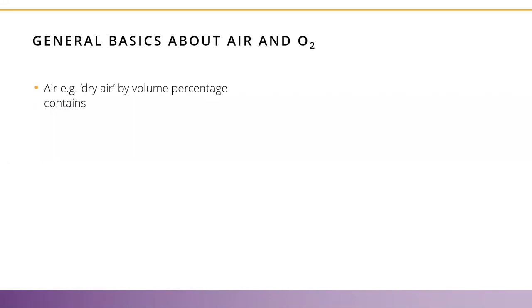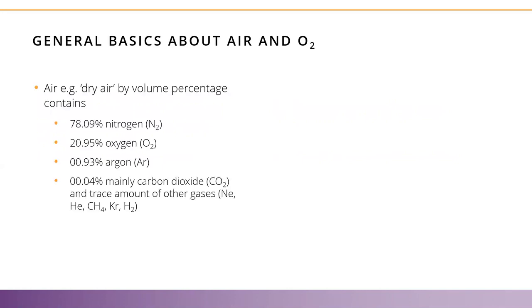So, general basics about air and oxygen, because this is where it all starts off. Air, or dry air, by volume percentage, contains about 78% nitrogen, 21% O2, about a percent of argon, and less than 0.05% of carbon dioxide and other minimal gases. At sea level, you do also need to account that in the air there is water. And at sea level, on an average day, it's about 1% of humidity.